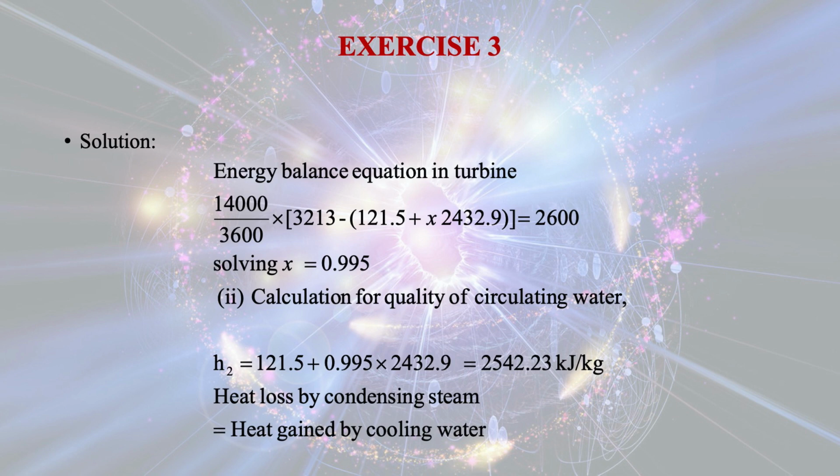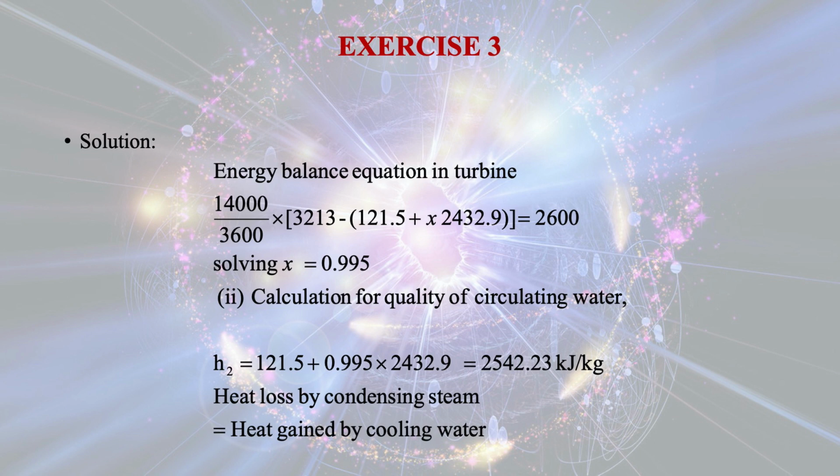Now we will use the energy balance equation in the turbine, and the flow rate which is given as 14,000 kg per hour, we have to convert to kg per second. So we have to divide by 3600. So finally the energy balance equation is 14,000 divided by 3,600 multiplied by, within bracket, 3,213 minus, again bracket starts, 121.5 plus x multiplied by 2,432.9, bracket close, equal to 2,600. Now what is x? X is the dryness fraction, that is equal to 0.995.